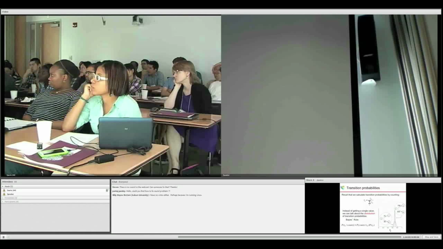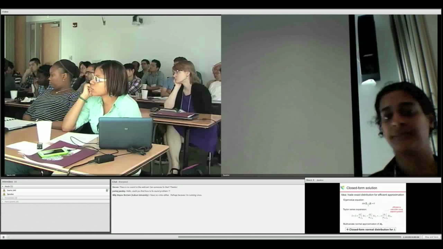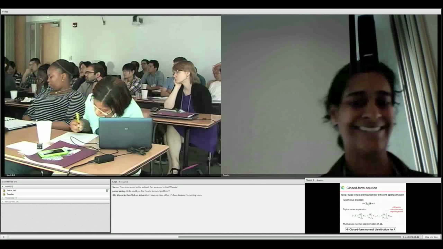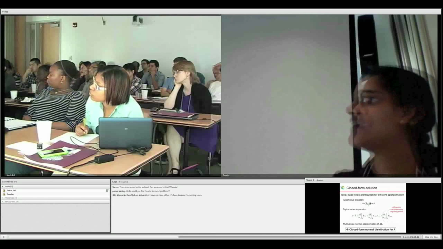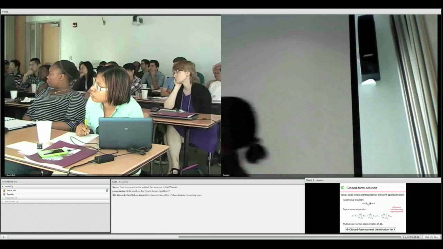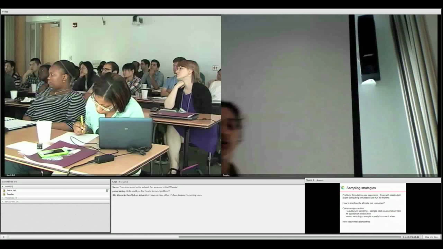And specifically, we can calculate this distribution using Bayes' rule. The probability of a given value for the transition probabilities, given the data I see, is proportional to the probability of the data given the transition probability, times some prior over the transition probabilities. And yeah.